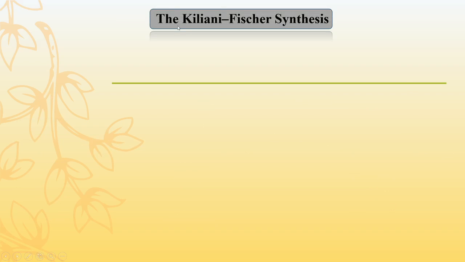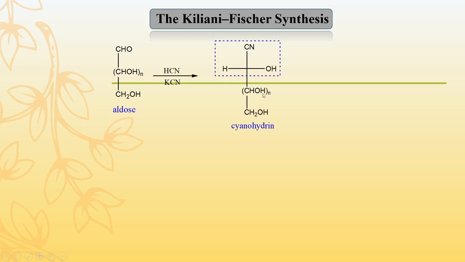Our last reaction is the Kiliani-Fischer synthesis. So in this Kiliani-Fischer synthesis, the aldoses, in the first step, are reacted with HCN in the presence of KCN. It gives the cyanohydrin molecule. That means initially, if we have 3 carbon atoms, then after the addition of this CN negative, here you can see 1 carbon is increased, and the structure is a cyanohydrin.